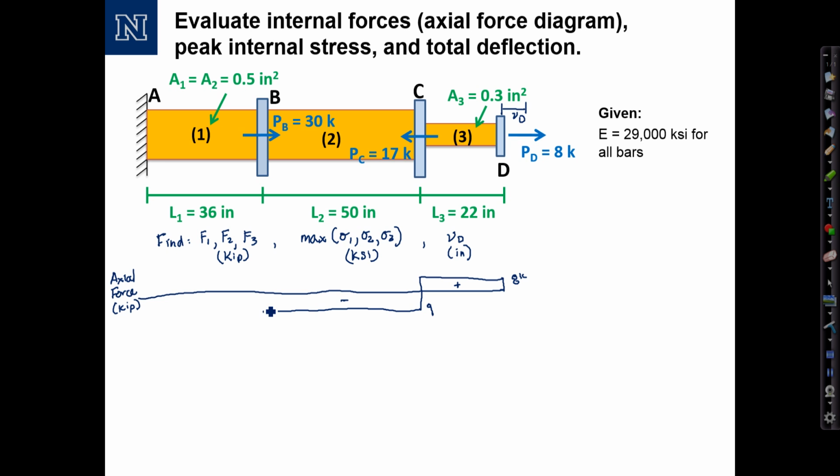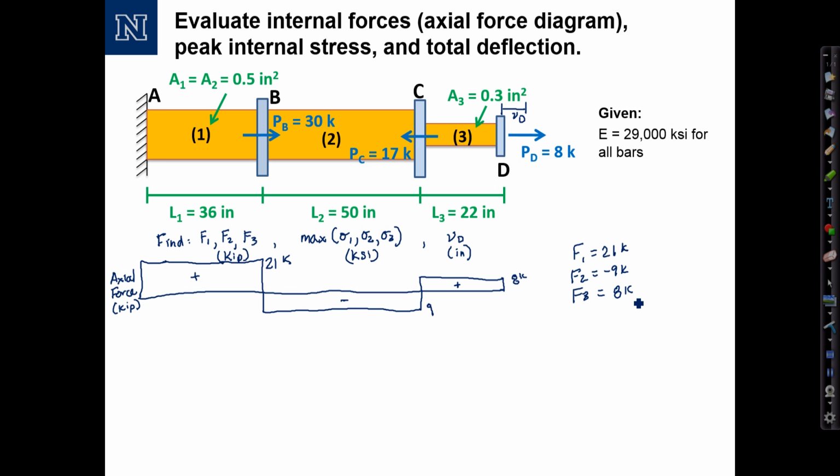And finally, we cross the 30 kip force pointing to the right, so it's going to jump up by 30. Negative 9 plus 30 gives us a positive 21 kips. Okay, so in summary, F1 equals 21 kips, F2 equals negative 9 kips, F3 equals a positive 8 kips.